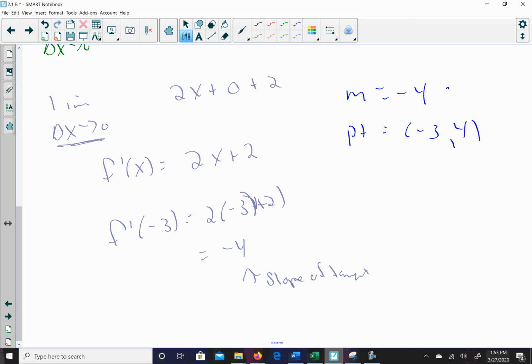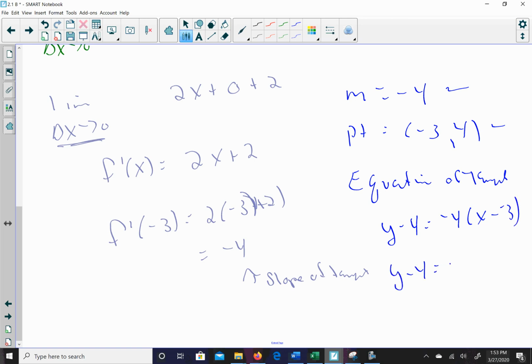So if I have a slope and I have a point, I should be able to write the equation of the line. So the equation of the tangent line, I'm going to take y minus the y coordinate, because you know I'm a point slope person, equals my slope times x minus negative 3. So x minus negative 3. So this will be y minus 4 is equal to negative 4x minus 12. So y is equal to negative 4x minus 8. And that is the equation of my tangent line.